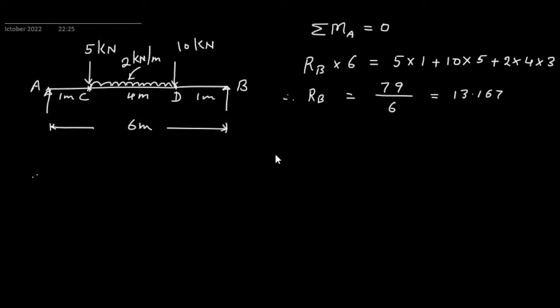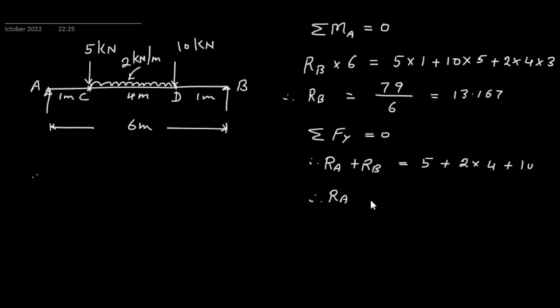Okay, this is RB. Now I can find out RA in the similar manner, or I can use summation of Fy equal to 0. So sum of all forces in y direction is 0. Therefore I have RA plus RB. This is reaction going in upward direction, force in upward direction. This will be balanced by downward forces, that is 5 plus 2 times 4 plus 10. So that will give me the value of RA.